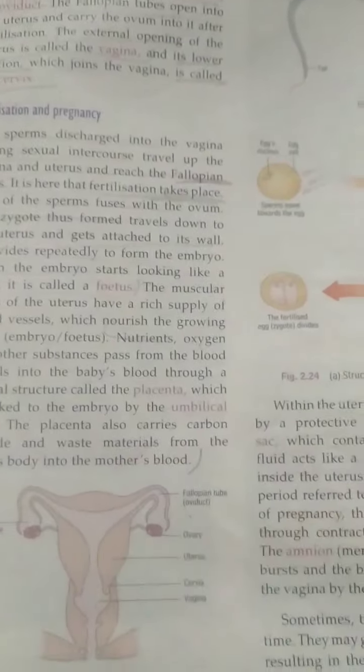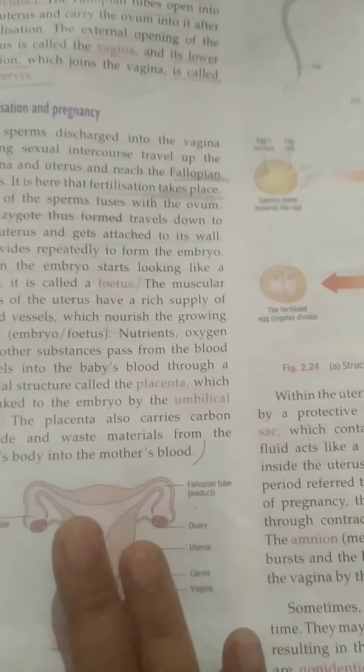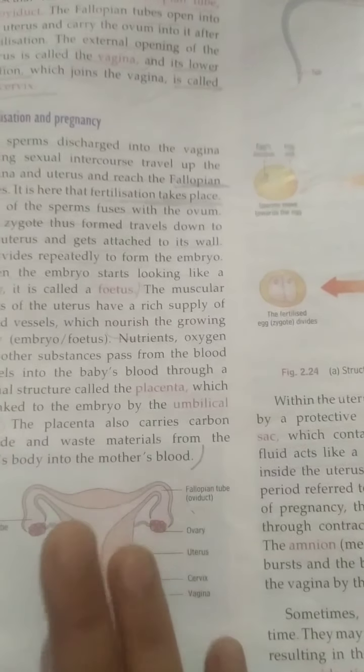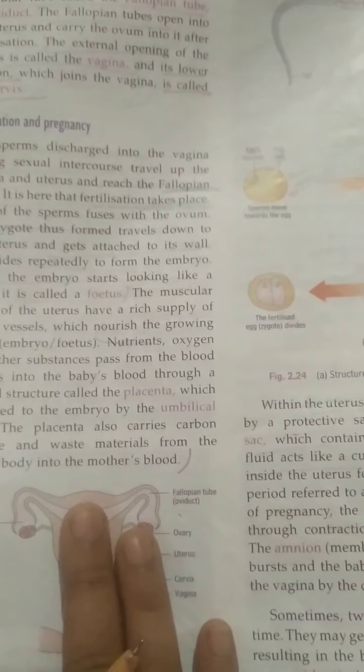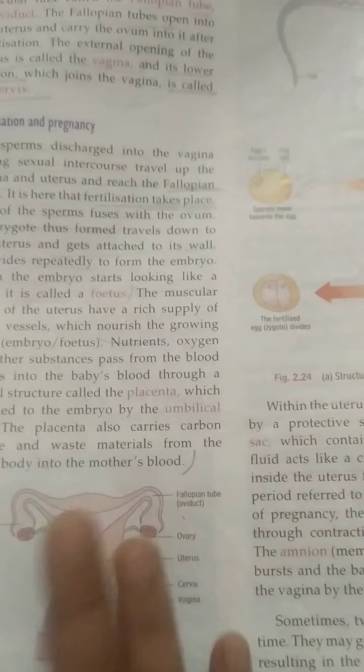Now students, we will discuss the female reproductive system, along with the diagram. We know that in males the sperm is produced, and in females the ova, singular it is known as ovum, plural we call it ova, is produced.